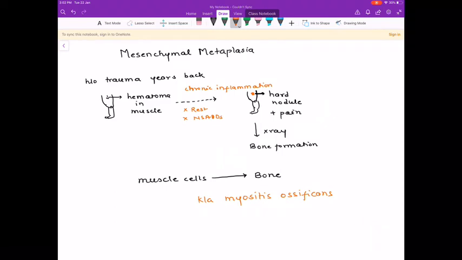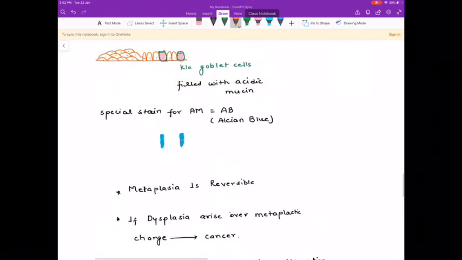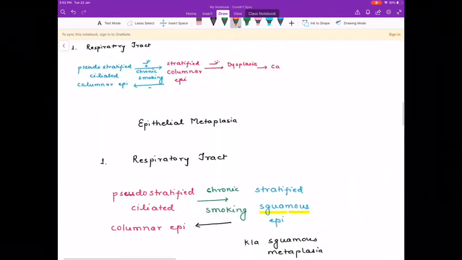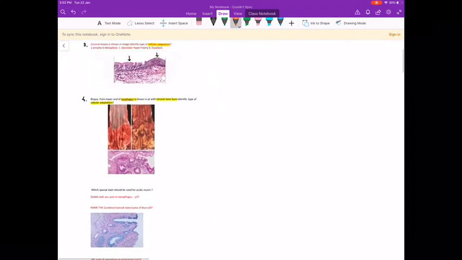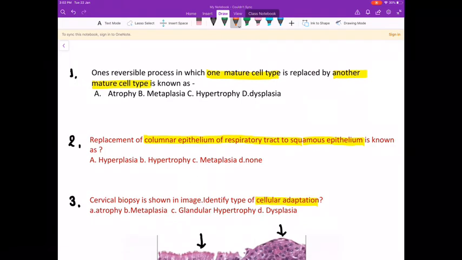Before attempting the questions, try to go through the lecture again and try to make complete notes of metaplasia. Try to imagine it, and then you can brush up your knowledge with the recently asked questions. Here, first question: one mature cell type into another mature cell type. Very good. The answer is metaplasia. Memorize it. This definition is very important.